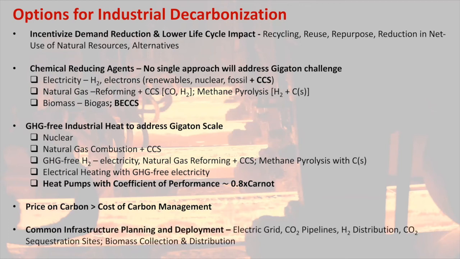And finally, we cannot forget infrastructure. And a common infrastructure planning and deployment, and this is electricity grid, CO2 pipelines. If you are to do carbon management, we have to look intersectorially, whether it is steel, cement, chemical, all together, because it needs to be the common highway for CO2 management. And we need to have the federal authorities, in whether it's FERC or some other agency, to be able to permit these pipelines of CO2.